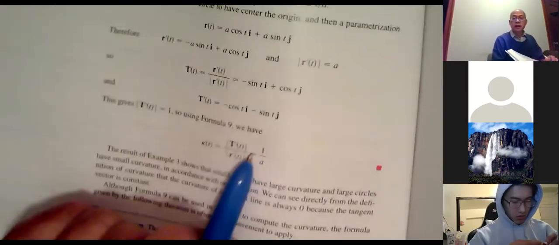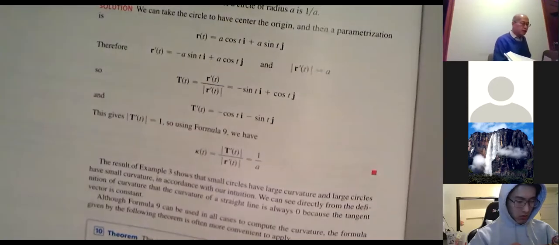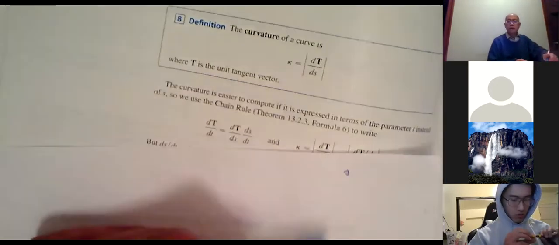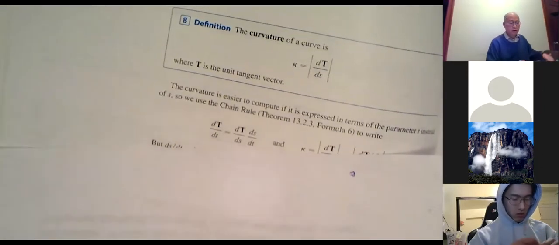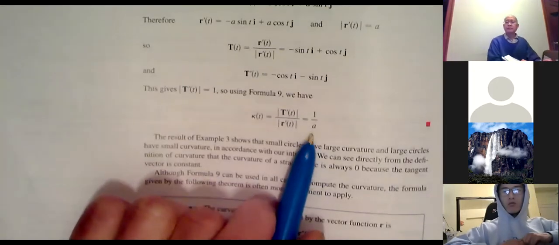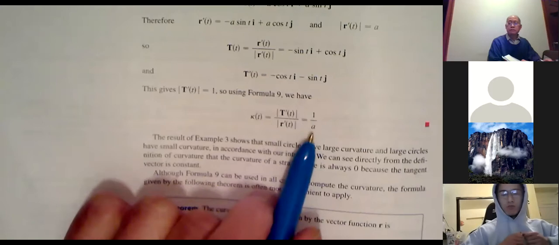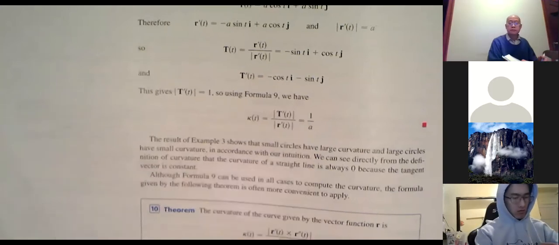the formula is 1 over a. So if you have a very, very small radius, like 0.0001, if you divide by a small number, you have a big number. So very big curvature. But if you have a super big number, then this thing approaches 0. Okay, all right, so anyway, we have that.